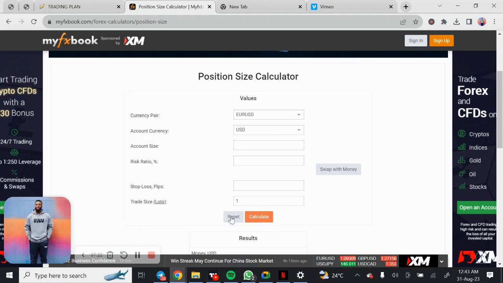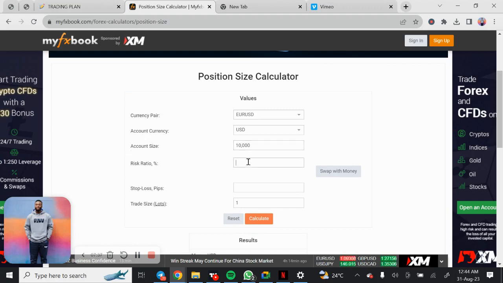So recall that you have a $10,000 account. So where they wrote account size, you put in your account size there, $10,000. Now you want to risk 0.5%. Just type 0.5%. Here they wrote stop loss in pips.